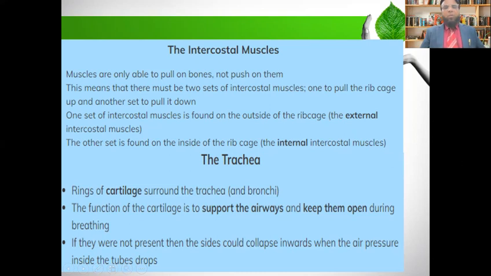If they were not present, then the sides could collapse inwards when the air pressure inside the tubes drops. So here you see there is a very important function of the rib cage. Also there is an important function of the ring-like cartilaginous structures which are found in the trachea, because they have flexibility or elasticity, due to which the lungs do not collapse.